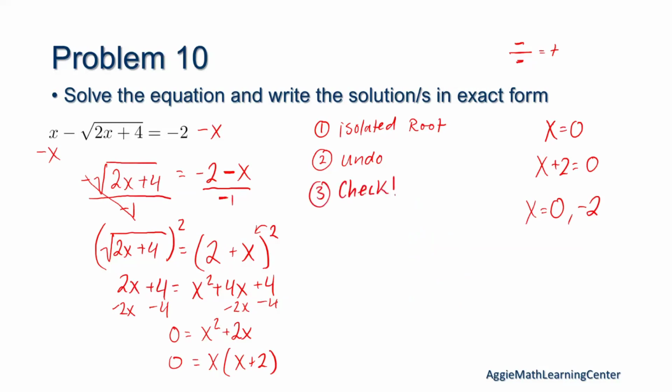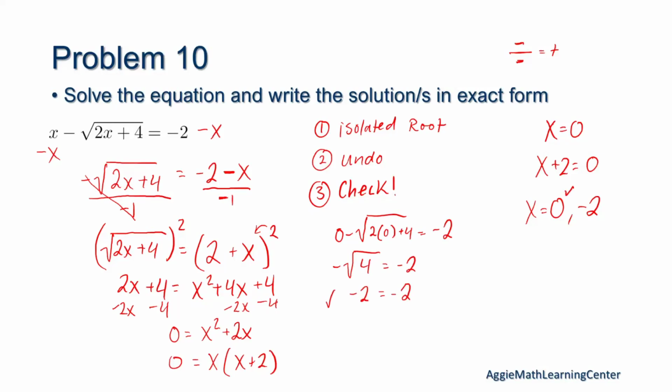Let's check 0. So 0 minus the square root of 2 times 0 plus 4 equals -2. So this is negative square root of 4 equals -2. And what's the square root of 4? 2. Does -2 equal -2? Sweet. So we've checked 0 as one of our solutions that does work.